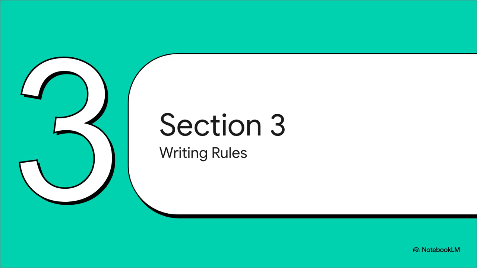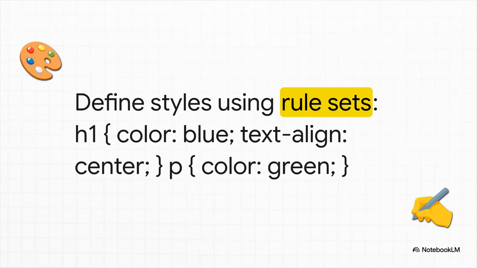All right, Section 3, Writing the Style Rules. We've got the theory down, so let's get into the practical application and actually write the program that will style our web page. Here's the first chunk of our CSS code, which lives inside the style tags in the head section of our document. Notice how logically organized this is. First, we have our H1 rule set. We're giving it two declarations: color: blue and text-align: center. This means our main title will be blue and perfectly centered on the page.